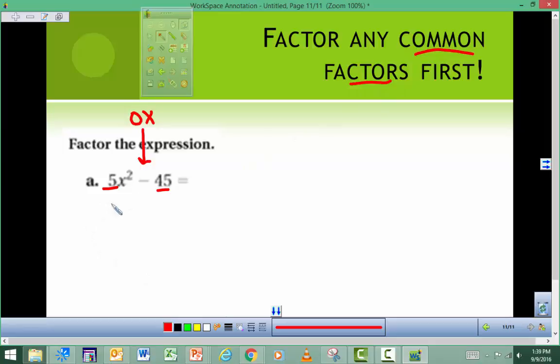So my friends, please notice that this is 5 times x squared. And notice that this is 5 times 9. So there is a common factor, 5. Take the 5 out, and you get x squared minus 9. Now remember that the common factor is the thing that comes out in front. Okay, there's our common factor.